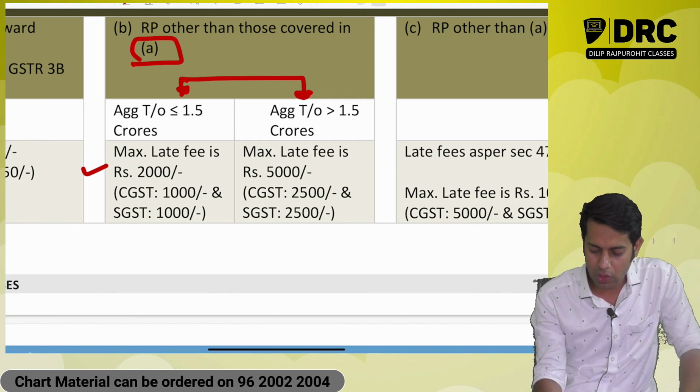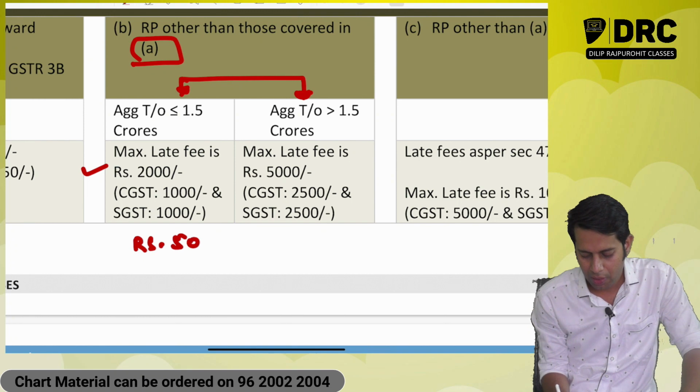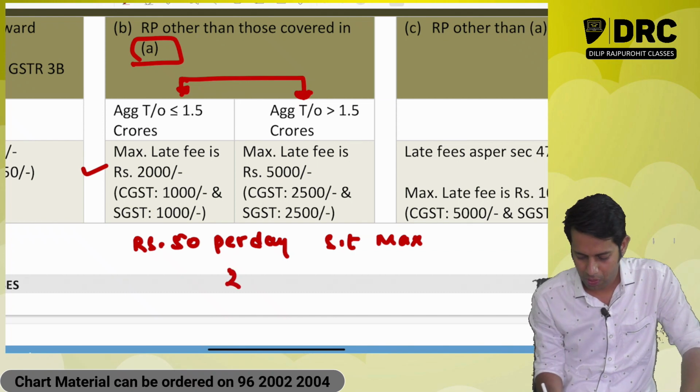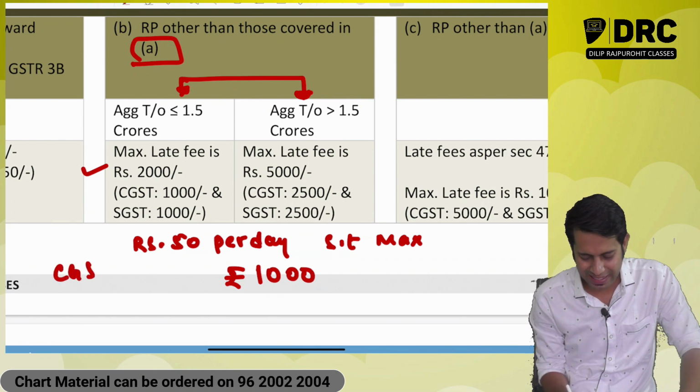Sir, what is the actual provision telling? Actual provision says the late fee will be rupees 50 per day, subject to a maximum of rupees 1,000. This is under CGST law.